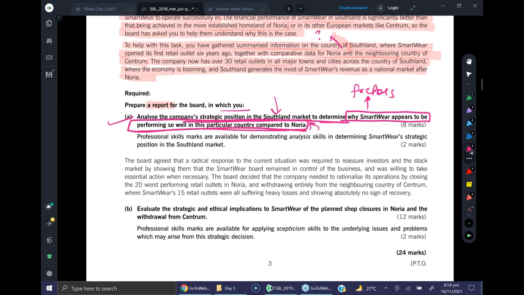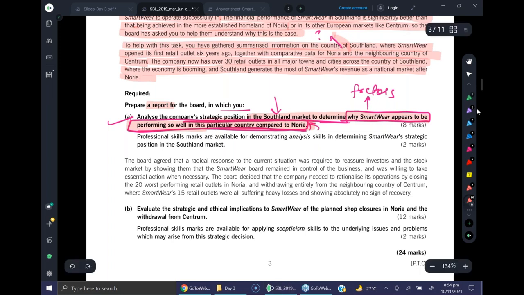And how do I know that? Please read it with me again. Analyze the company's strategic position in the Southland market to determine why Smartware appears to be performing so well in this country. So there must be some positive going on. That's why we are successful. That's why we are performing so well. Can I say there is something negative? That's why I'm performing well? So guys, it's positives mostly.